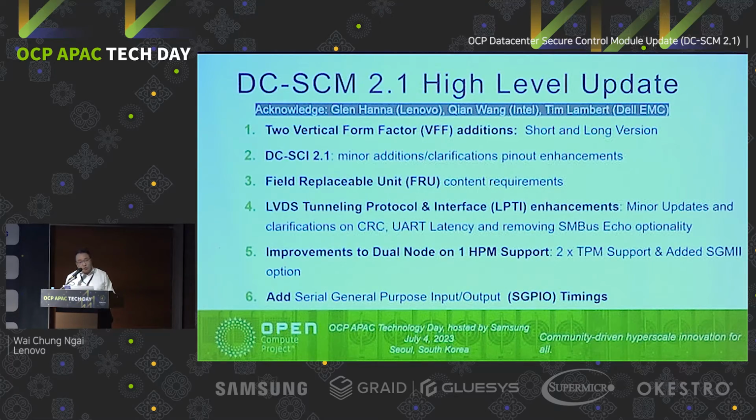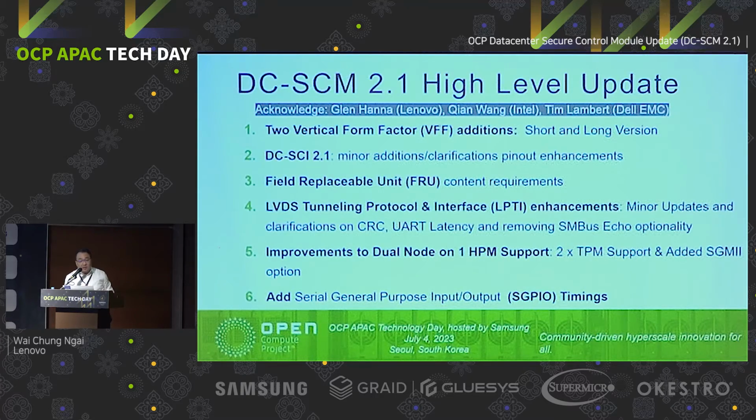There are several major changes in 2.1, and the most significant one is bullet number 1. There are going to be 2 different vertical form factor editions, which I'm going to show you in a picture, including a short and a long version. The reason is that the current one is horizontal. When you put it vertically, it can go into a 2U or even a bigger form factor server system.